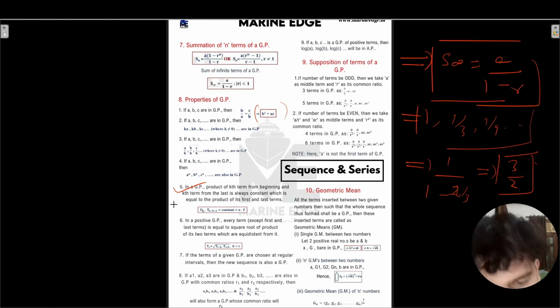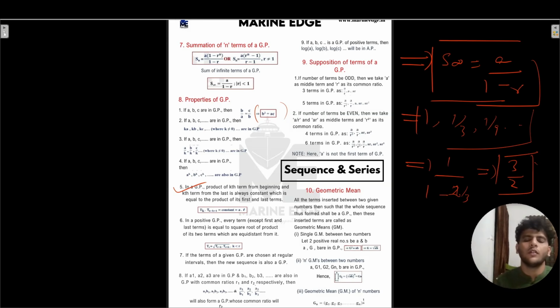In a positive GP, every term, except the first and the last, is equal to the square root of the product of the two terms which are equidistant from it. Okay, so these are some properties that you can take a glance upon.